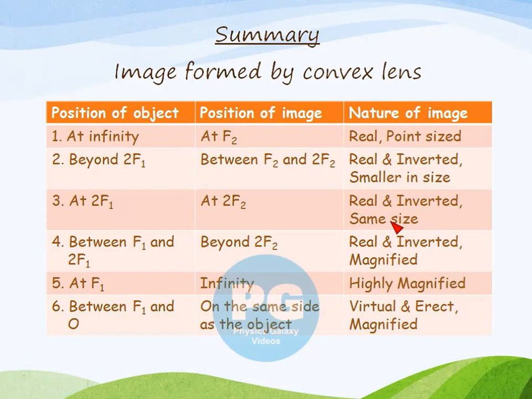When object is placed between f1 and 2f1, then the image is formed beyond 2f2, which is real and inverted and magnified. Now object is shifted towards the lens more, and now it is placed at f1, and the image is now formed at infinity, which is highly magnified. Again, when object is shifted towards the lens more, and now placed between f1 and optical center, the image formed is virtual and erect, that is magnified, and is on the same side as the object.